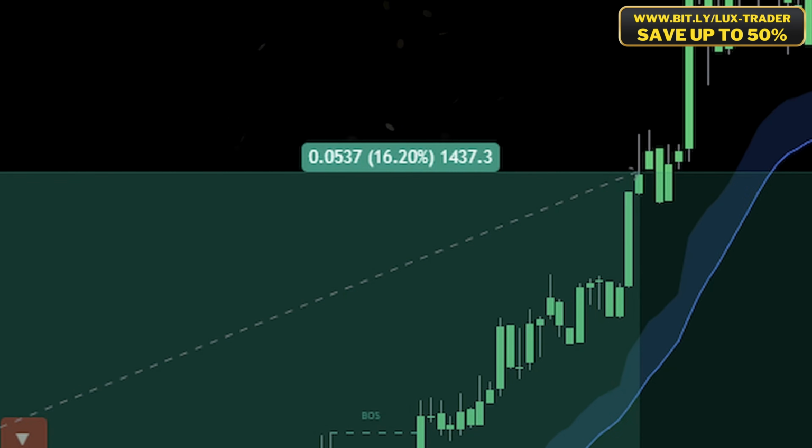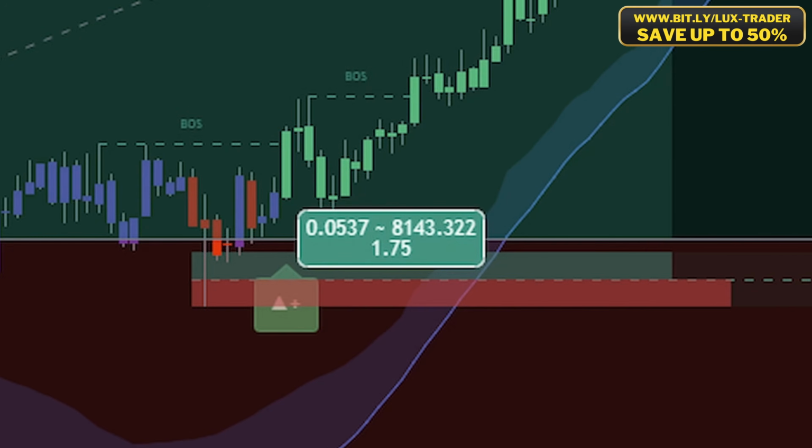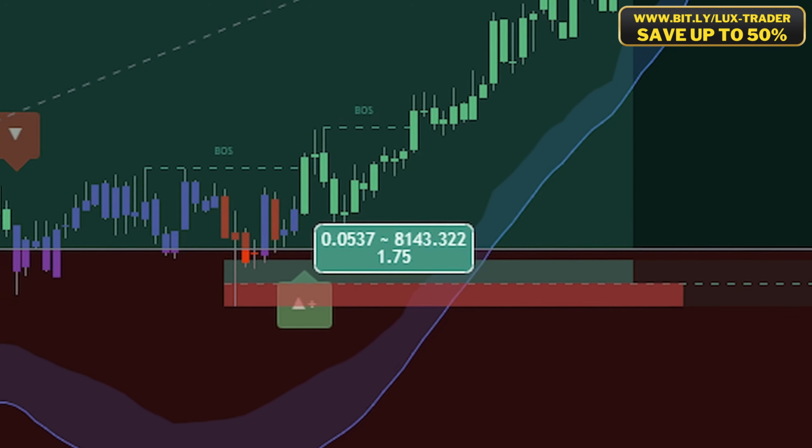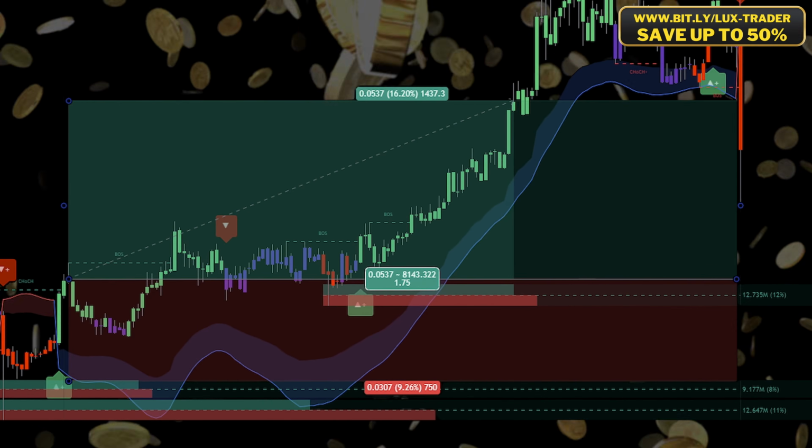This trade delivered a 16% gain with a 1 to 1.8 risk-reward ratio. Amazing how these indicators contribute to our trading success.